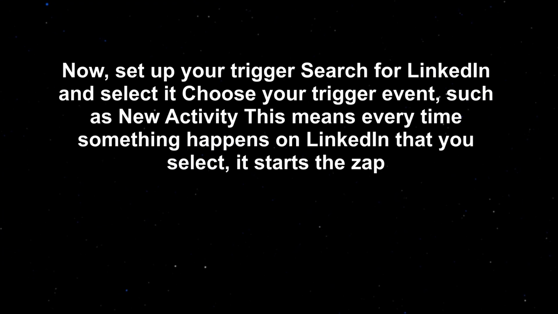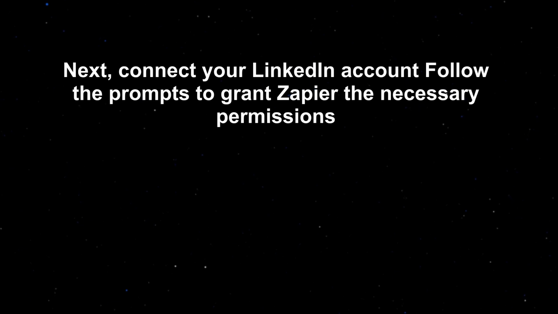Now, set up your trigger. Search for LinkedIn and select it. Choose your trigger event, such as new activity. This means every time something happens on LinkedIn that you select, it starts the Zap. Next, connect your LinkedIn account. Follow the prompts to grant Zapier the necessary permissions.